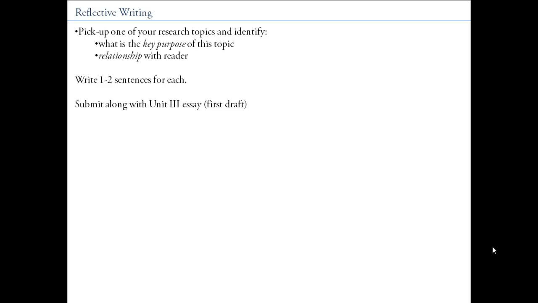And second is, what sort of relationship do you want to build with your reader? So we saw the different kinds of relationship: recognize, revise, and respond. So what sort of relationship do you want to build with your reader?